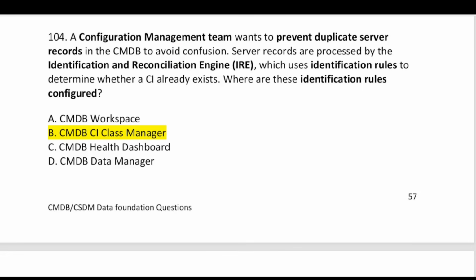Question is, a configuration management team wants to prevent duplicate server records in the CMDB to avoid confusion. Server records are processed by the Identification and Reconciliation Engine (IRE), which uses identification rules to determine whether a CI already exists. Where are these identification rules configured?